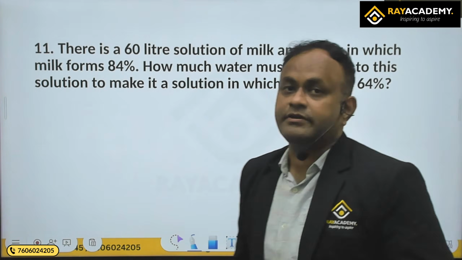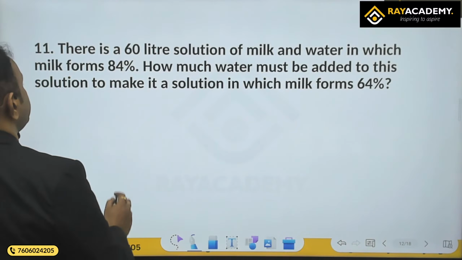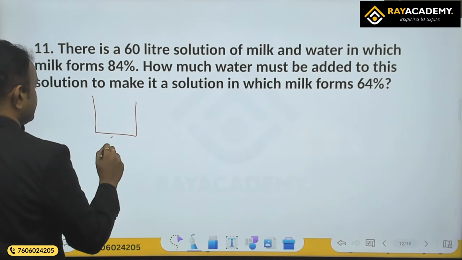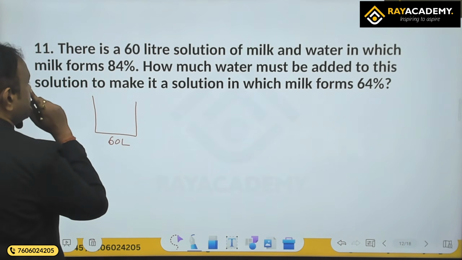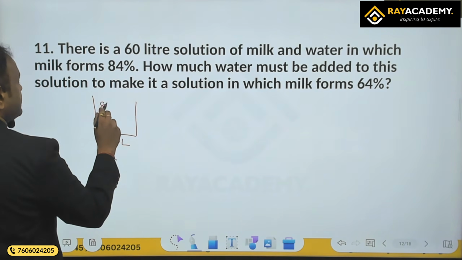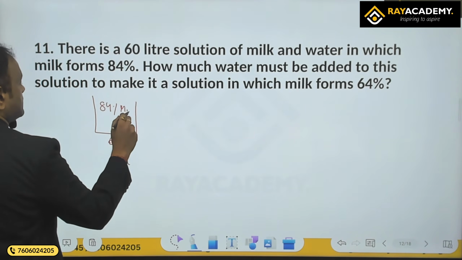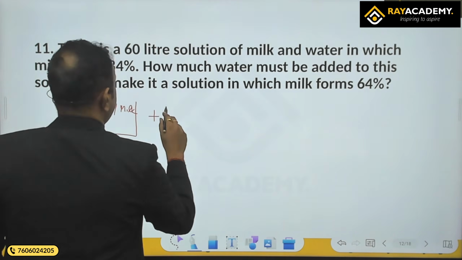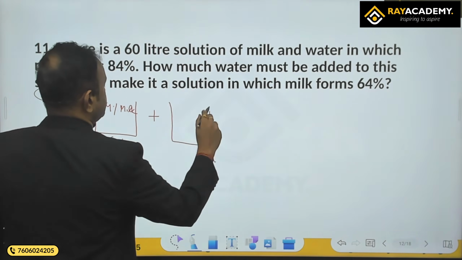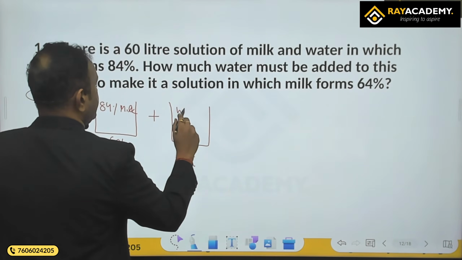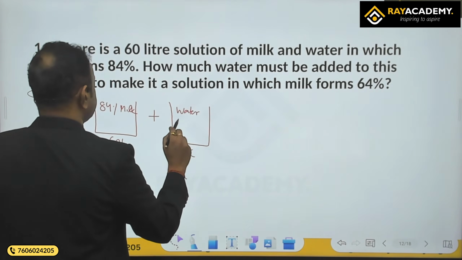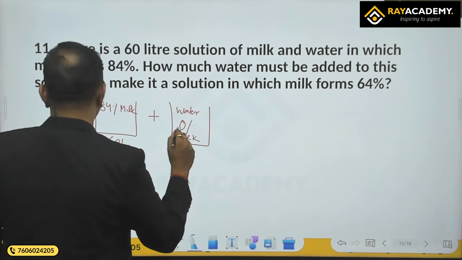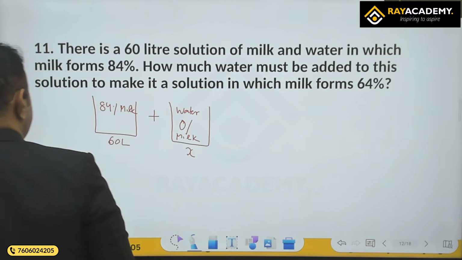First, we will simply write what the given things are. We have a 60-liter solution. What is that solution? Milk, 84% is milk. They ask how much water must be added. I don't know the quantity of water, so let's say x. This is purely water, and pure water means the milk percentage is 0%, because there is no milk content, only water.